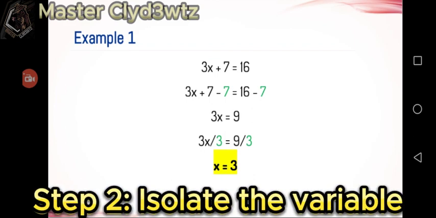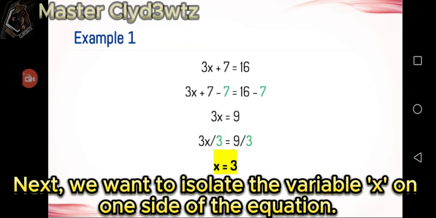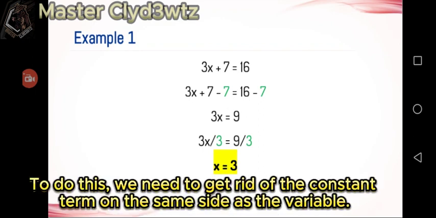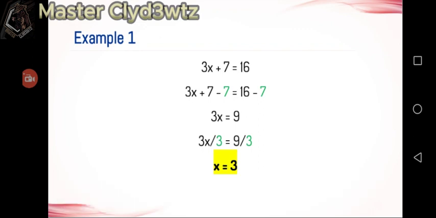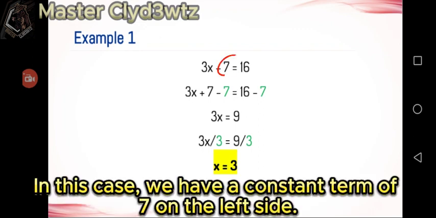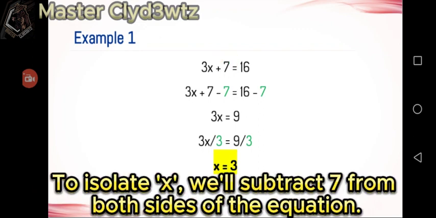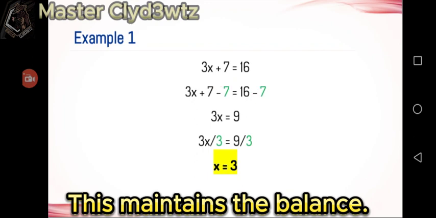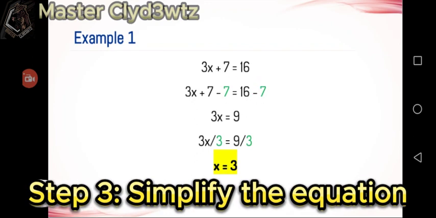Step 2. Isolate the variable. Next, we want to isolate the variable x on one side of the equation. To do this, we need to get rid of the constant term on the same side as the variable. In this case, we have a constant term of 7 on the left side. To isolate x, we'll subtract 7 from both sides of the equation. This maintains the balance.